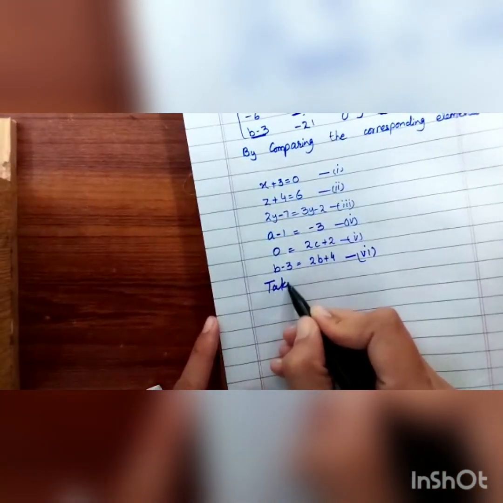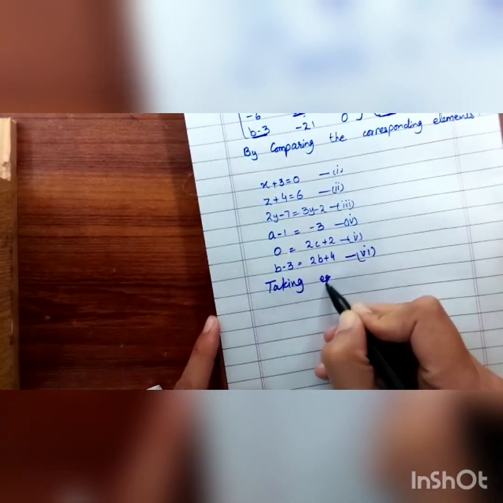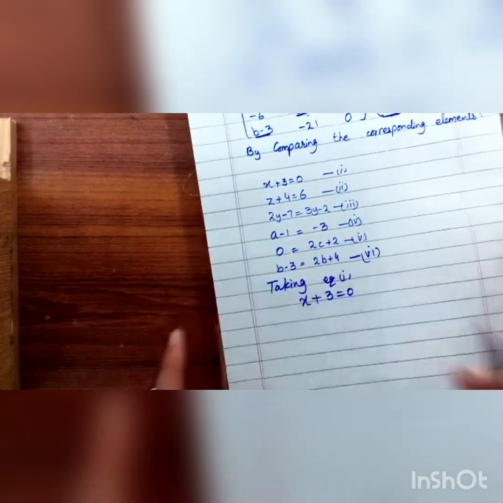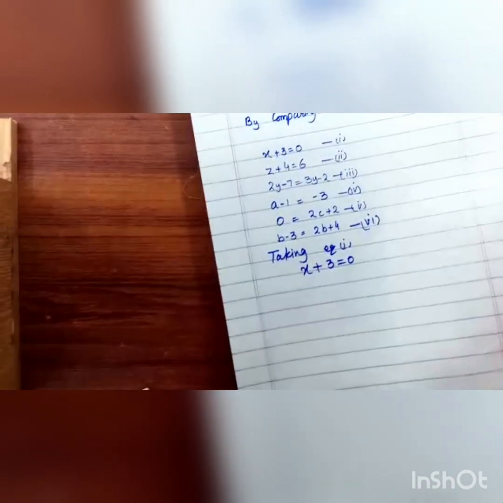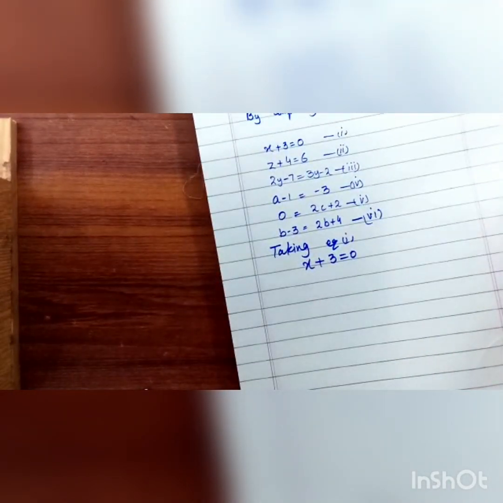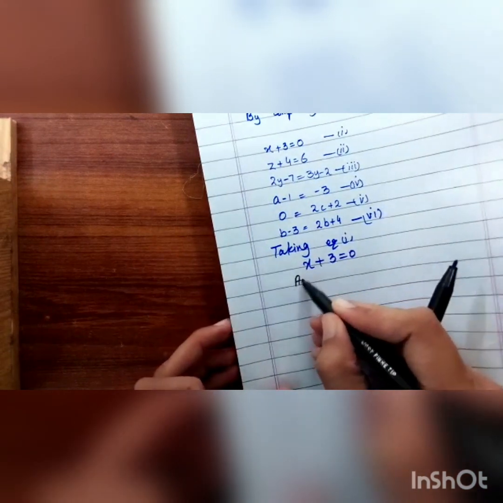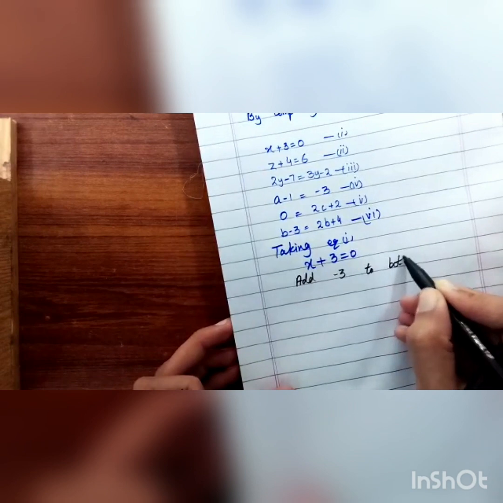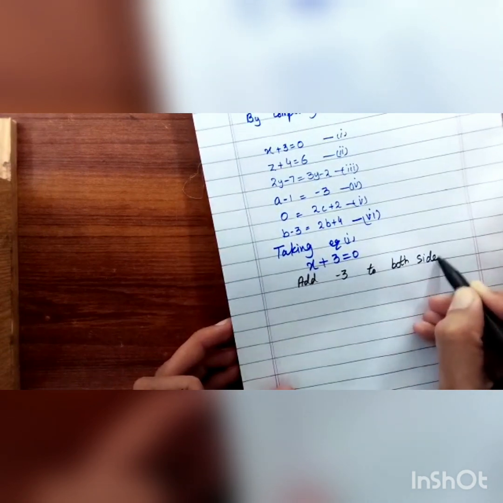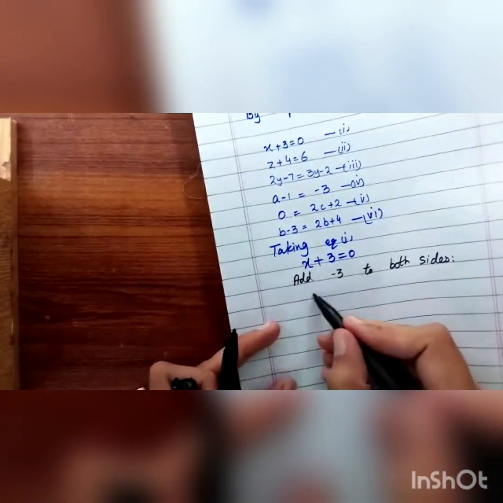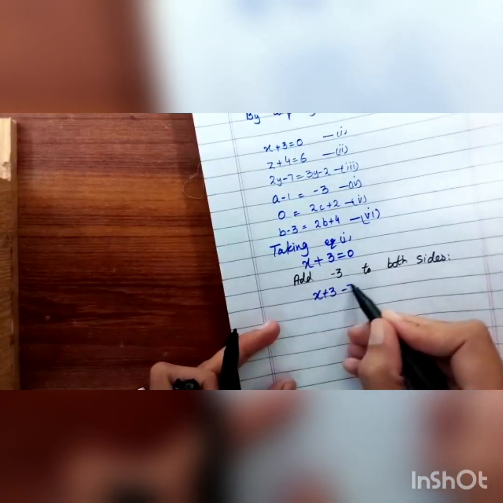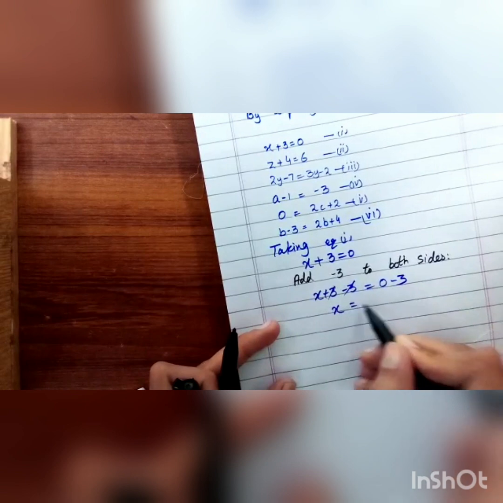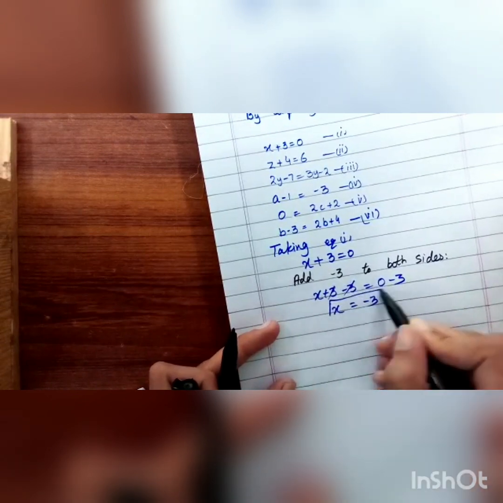So by taking equation 1, x plus 3 is equal to 0. When x plus 3 is equal to 0, we will add minus 3 to both sides. So by adding minus 3 to both sides, minus 3 and plus 3 will be cancelled. So the value of x will be minus 3.